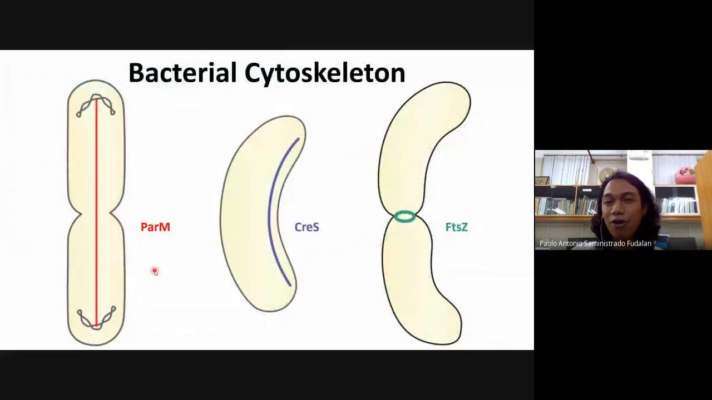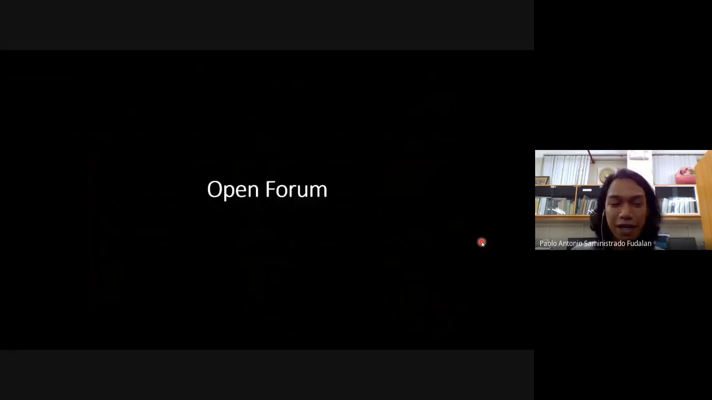In prokaryotes, they don't have those actin, microtubule, or intermediate filaments. They have equivalents that have similar functions, and these are their names. So, are there any questions or concerns?